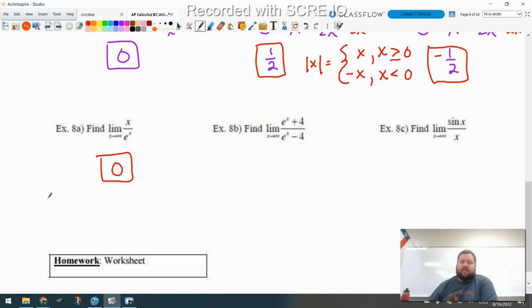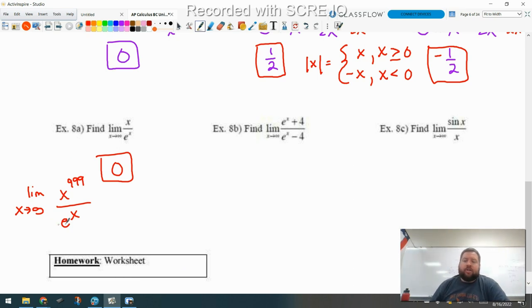Okay, now I want to talk about this a little bit more. What if we had the limit as x approaches infinity of x to the 999 power over e to the x? Which one would be more powerful? You see that 999 power, which is a humongous exponent, and that's going to make you think that's the more powerful one. It isn't.